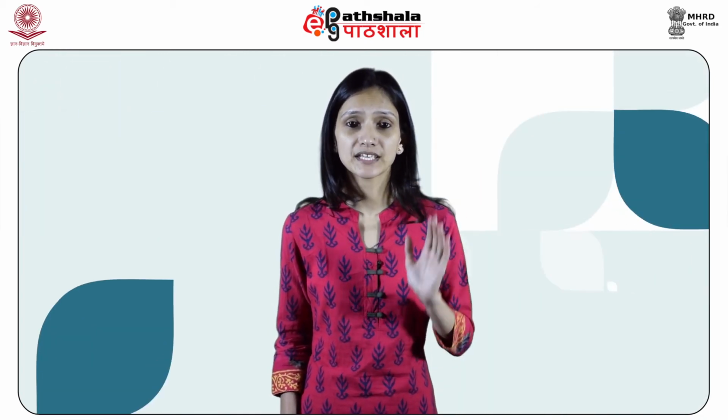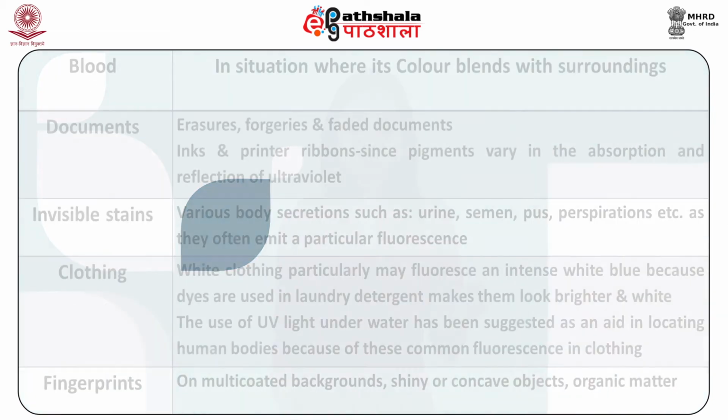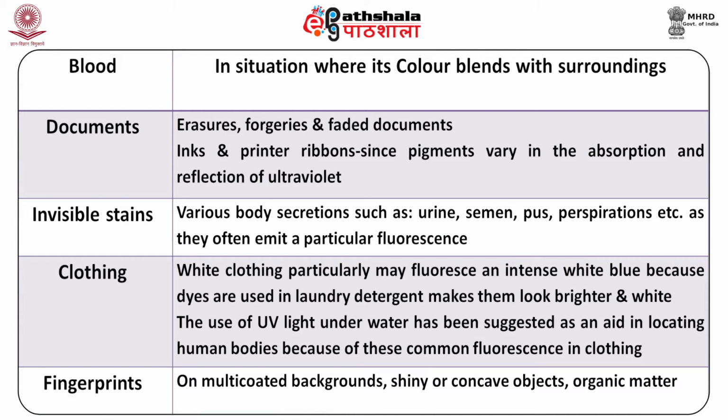And we have to take necessary precautions, like increasing the contrast, in the situation of blood where its color blends with surroundings. In the case of documents like erasures, forgeries and faded documents, inks and printer ribbons, pigments vary in the absorption and reflection of ultraviolet. Then in the case of invisible stains, various body secretions such as urine, semen, pus, perspiration, etc., often emit a particular fluorescence.